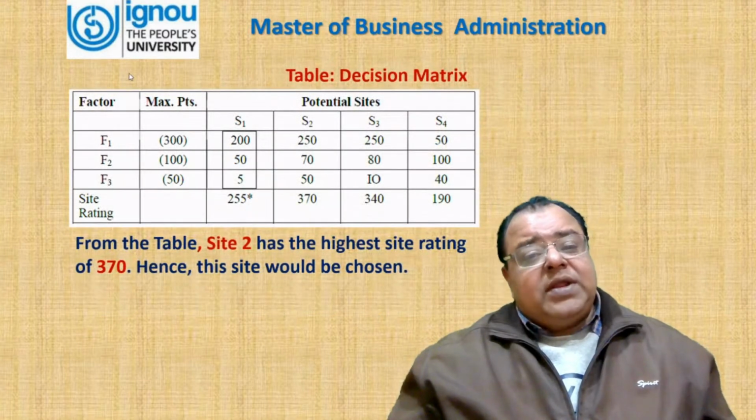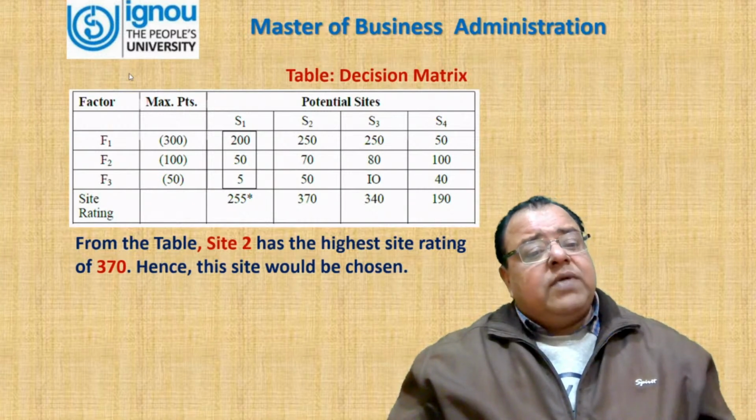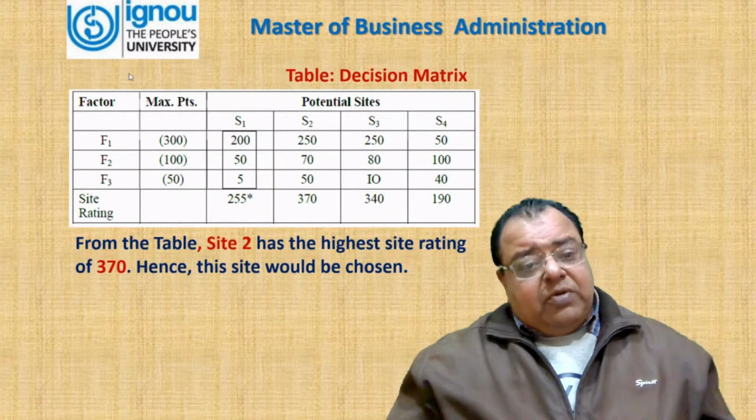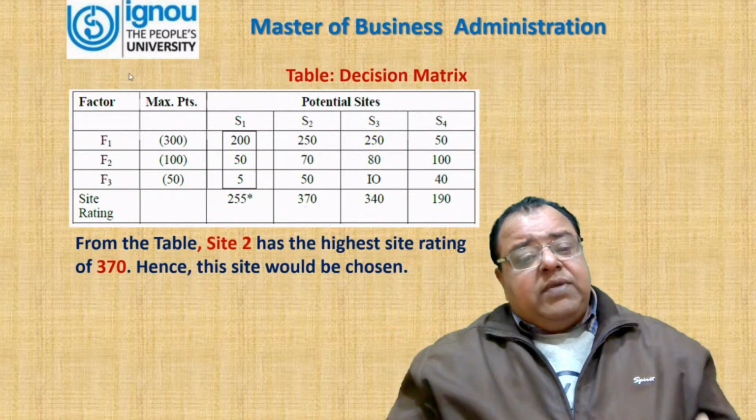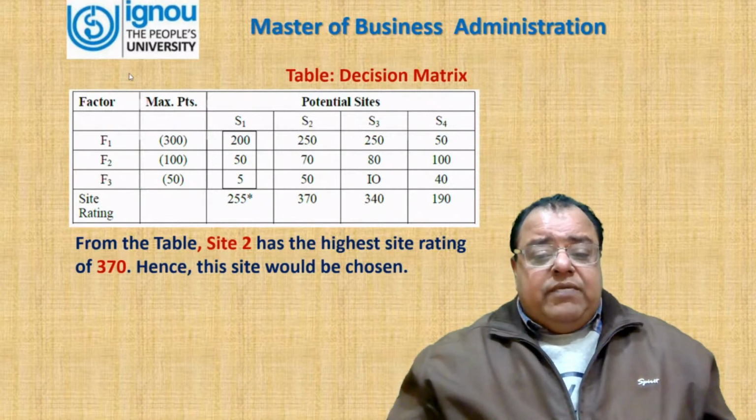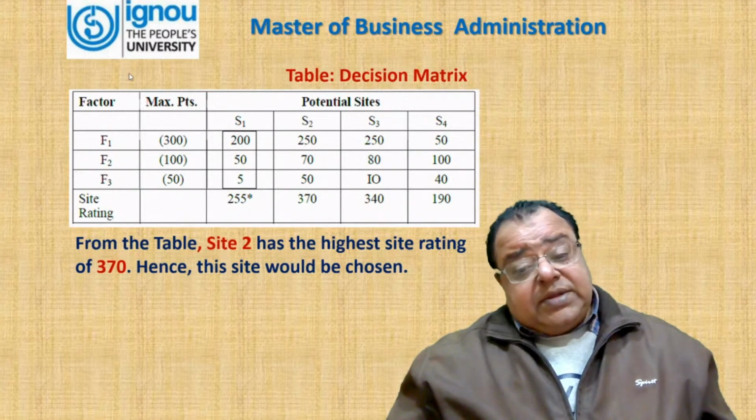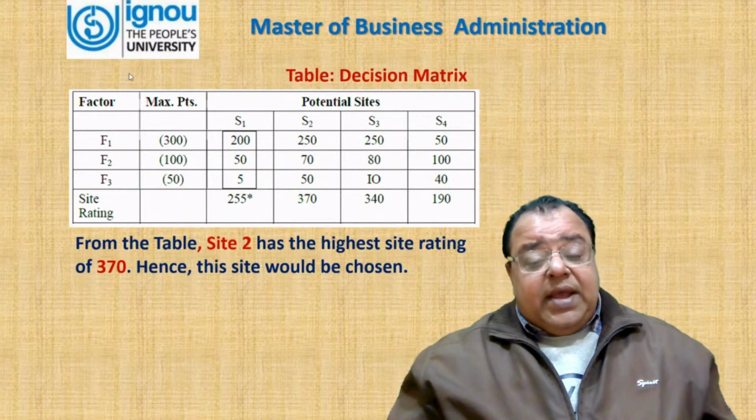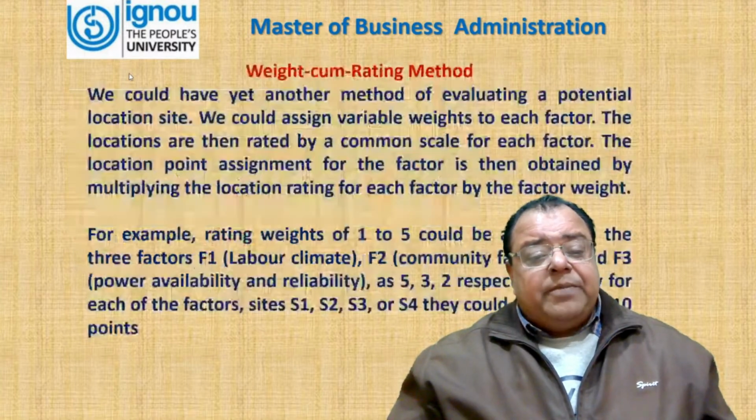We can see over here, again, a decision matrix, from maximum points as it was set: for factor 1 it was 300, factor 2 it was 100, and factor 3 was 50. So after placing the values, we found that site 2 has the highest site rating of 370. Hence, in this case, with this method, we will be choosing site 2.